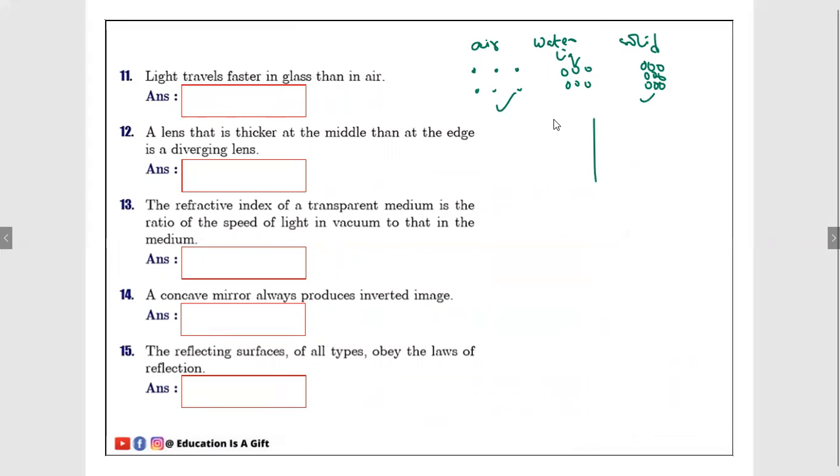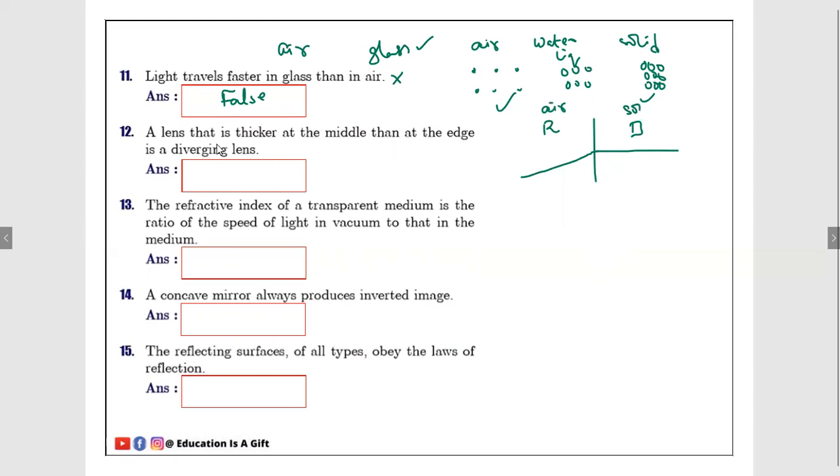This is the line which is separating the media. Consider this is air, this is solid. Air is taken as the rarer medium, solid is taken as the denser medium. When light is traveling from rarer to denser, definitely its speed will reduce and light bends and travels. Here it says light travels faster in glass than in air. No, light travels faster in air than in glass. This is correct, this is wrong. So the answer is false.